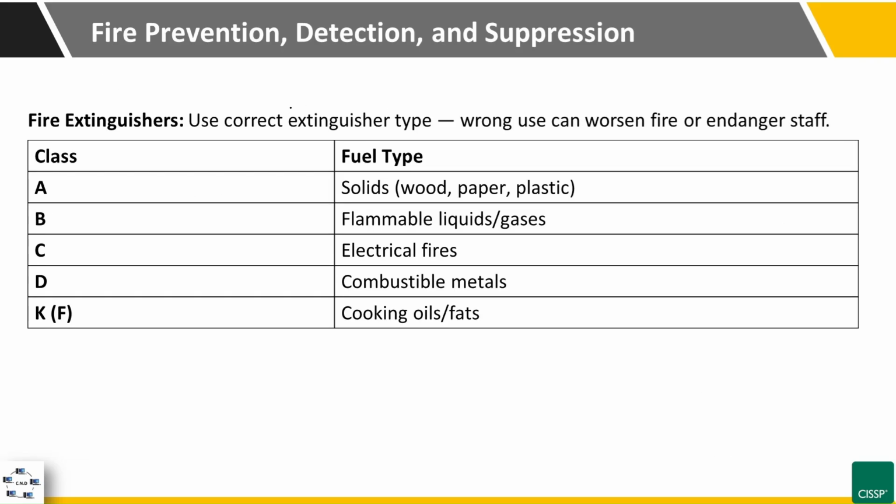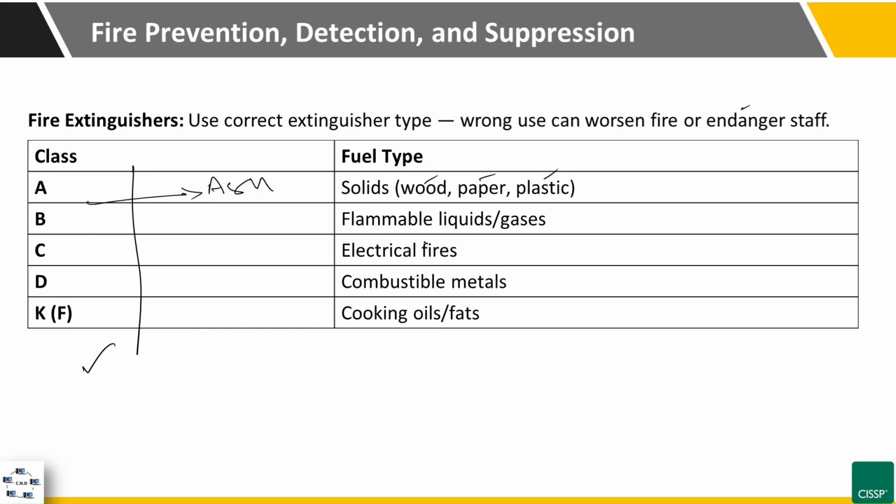So fire extinguishers: use the correct extinguisher type. Using the wrong one can worsen the fire or endanger staff. So these are the classes. They are important to remember. Class A is for solid materials such as wood, paper, and plastic fires. You can remember A from ash. So these are the things that produce ash, and for this we use class A, corresponding to ash.